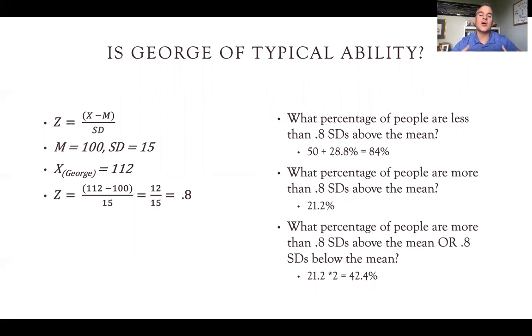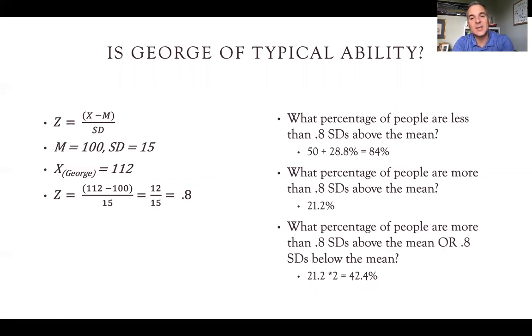So now, okay, he's certainly not at the mean, so does that make him atypical? Well, if we ask what percentage of people are less than 0.8 standard deviations above the mean, it's 84%. So he's in the 84th percentile. 84% of people scored lower than George did because we know he's 0.8 standard deviations above the mean. What percentage of people are more than 0.8 standard deviations above the mean? Well, just over 21% of people scored higher than George did.